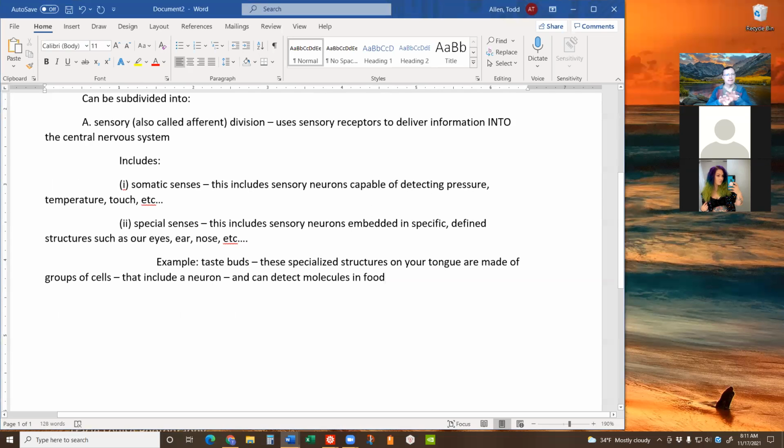Okay, so that's the sensory division of the peripheral nervous system. Folks, do you have any questions right now? Okay, the second subdivision of the peripheral nervous system is going to be the motor division. The motor division is also known as the efferent division.